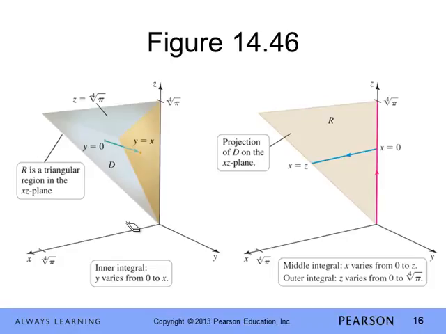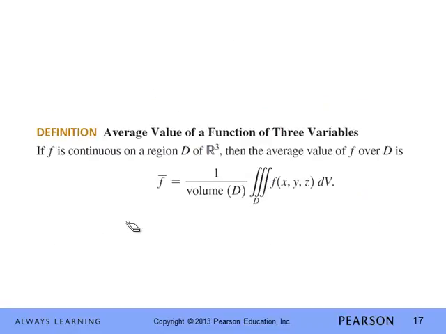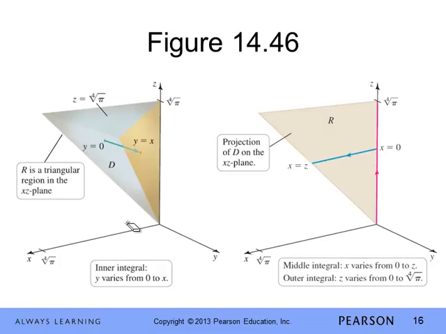Once you've fixed those limits for the y variable, you project that shape onto the xz plane, and there's the projection of that shape. Then you sort out your limits for x and z. We could choose to let x vary from 0 to z, and then z will go from 0 to 4 through to pi. So now we have our triple integral with the correct order.